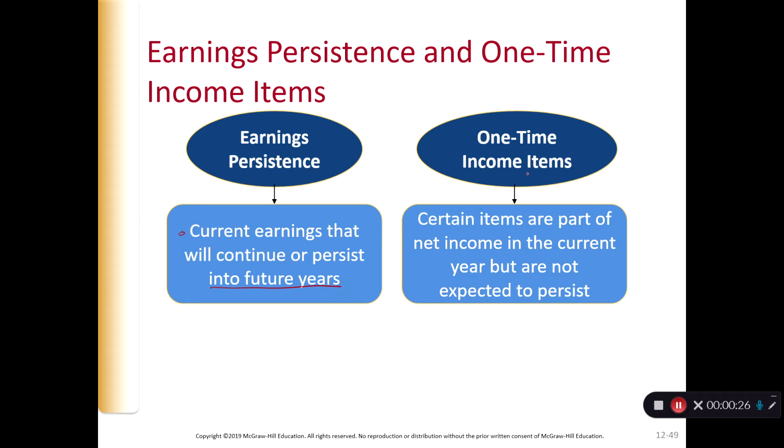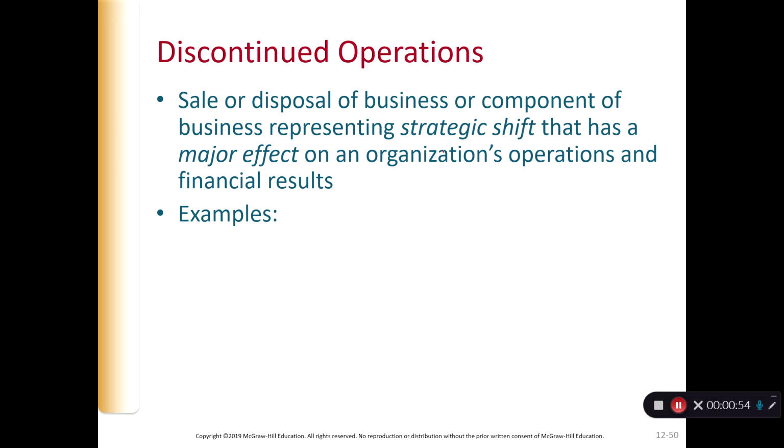And one-time income items stands for certain items in the income statement that are part of net income in the current year, but cannot be expected in the future because they only happen once in a while, one time. So therefore, we want to understand what kind of items in the income statement are one-time items. Okay. First of all, discontinued operation.